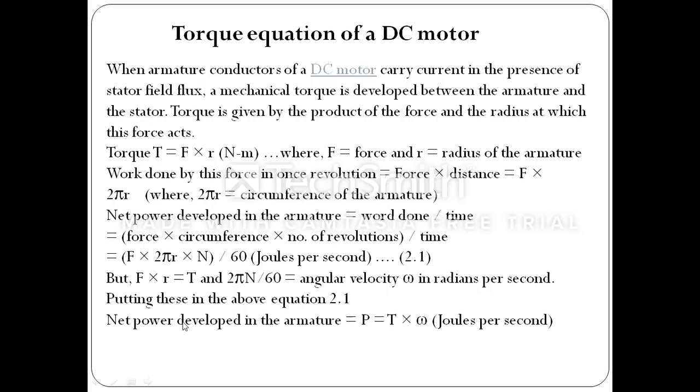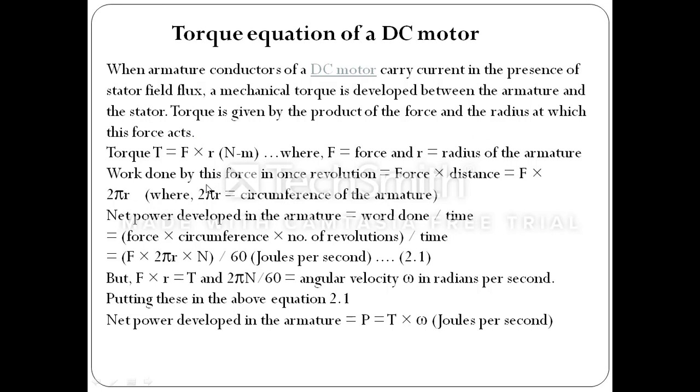Now next is the torque equation of a DC motor. When an armature conductor of a DC motor carries a current in the presence of stator field flux, a mechanical torque is developed between armature and stator, and torque is given by the product of force and the radius at which the force acts. That's why torque T is equal to the product of force and radius, that is F into R, which is in Newton meter, where F is equal to force and R is equal to the radius of the armature.